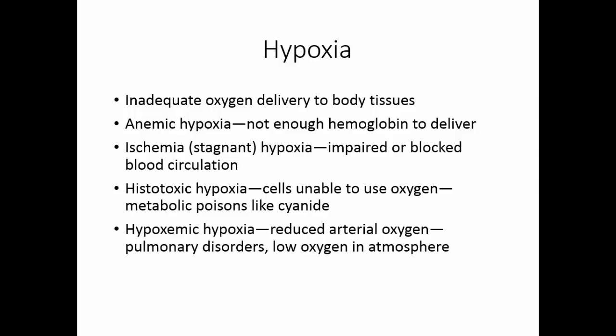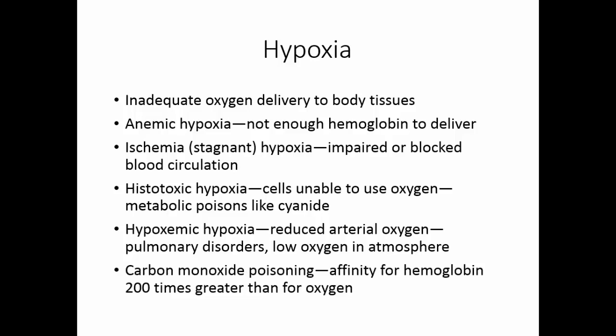Metabolic poisons like cyanide damage the cells and do not allow them to use oxygen. Hypoxemic hypoxia is when there's reduced arterial oxygen. This can be the result of pulmonary disorders, in other words, we can't get air into the lungs, or if there's low oxygen in the atmosphere, for example, if you're at very, very high altitudes.